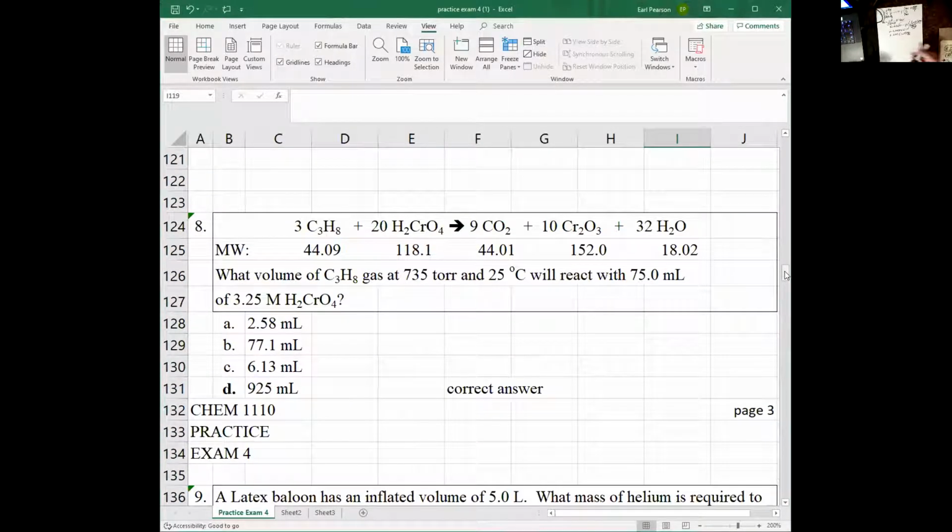Again, using the same equation. It says what volume of propane as a gas at some temperature and pressure would react with 35 milliliters of the chromic acid. So this one now we've got gas, volume and molarity types of stoichiometry. So this test has virtually all of the possible types of stoichiometry you would ever need to do.